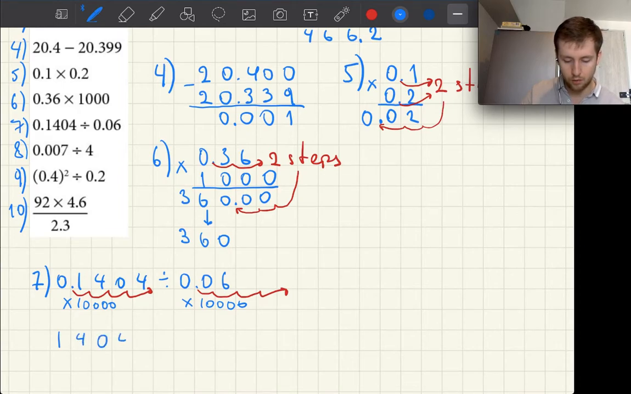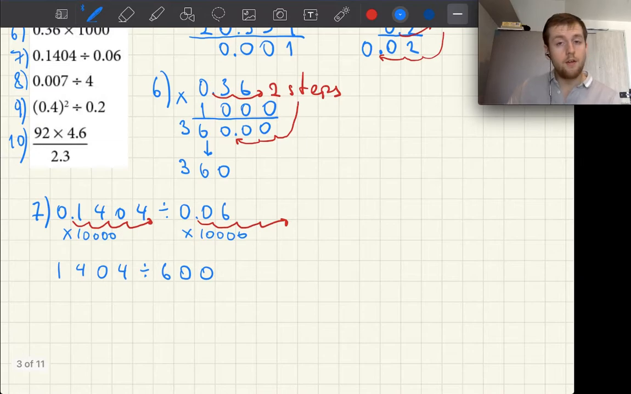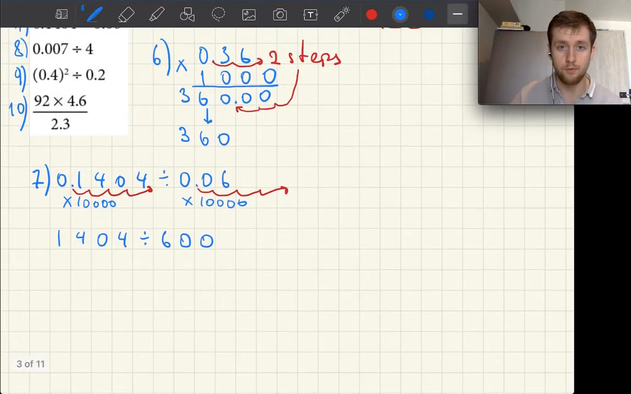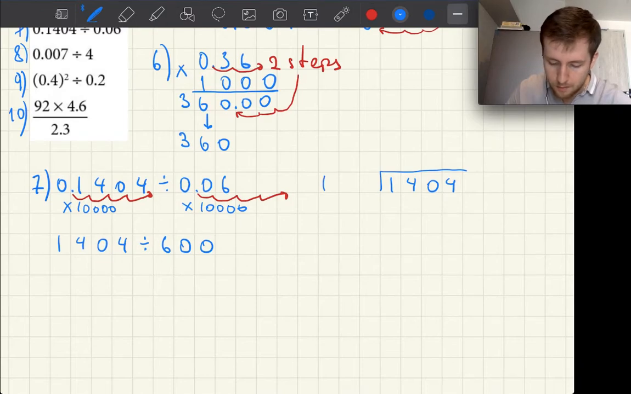and we will get 1404 divided by 600, right? All the empty spaces we can just fill with zeros. We will get 600. Okay, so what do we do now? Now we just divide it. So let's just, I'm just going to write it somewhere here. 14.04 divided by 600.